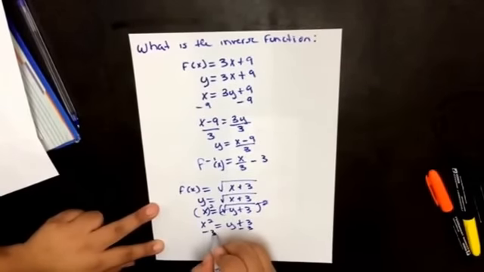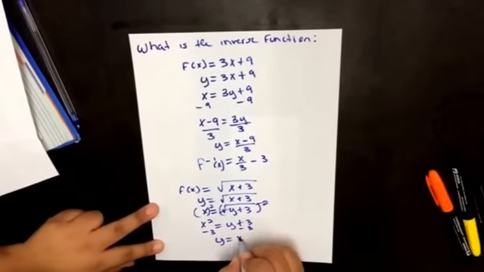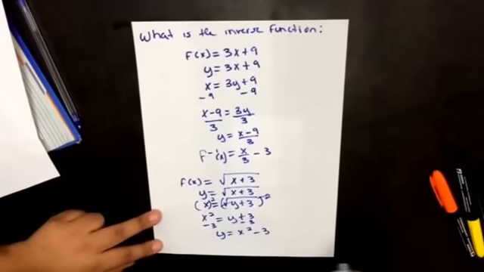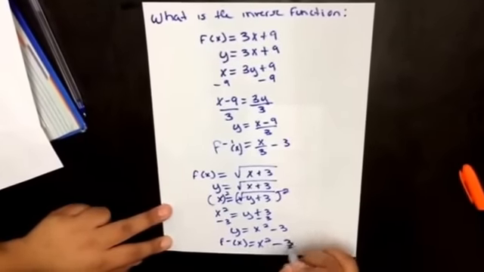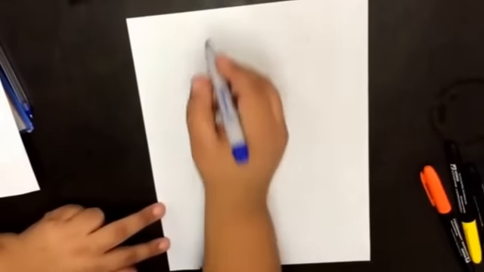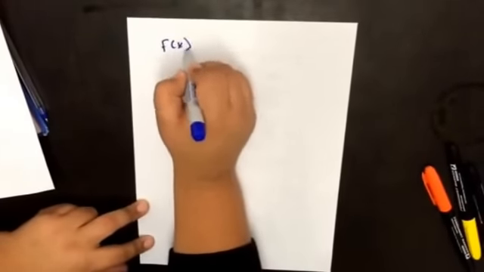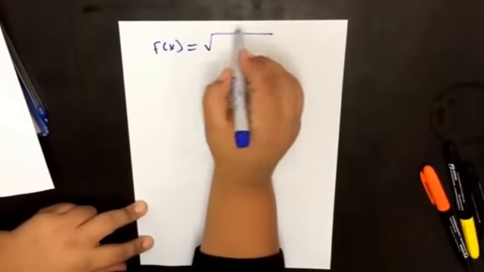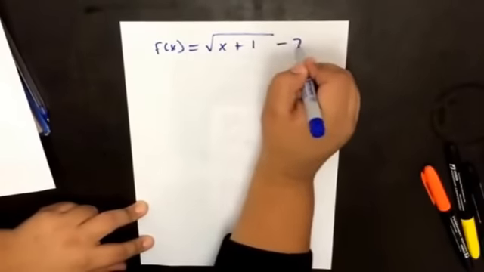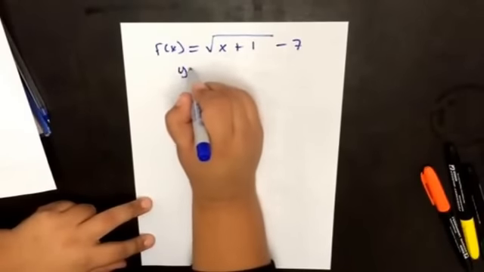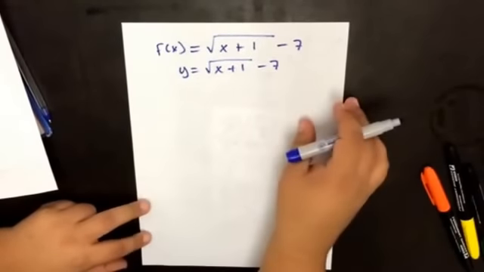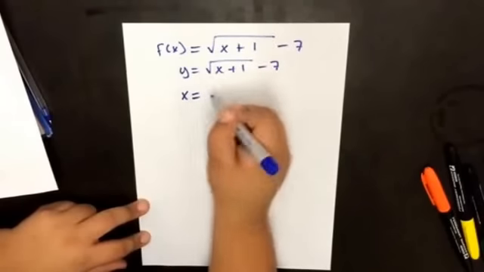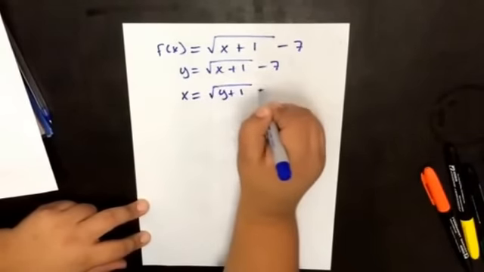If we subtract 3 from each side, we get that y equals x squared minus 3. And that would be our inverse function, x squared minus 3. Okay, what if we have f of x equals the square root of x plus 1 minus 7? So we want to rewrite it as y equals the square root of x plus 1 minus 7. And we want to switch our x and y. So now we have that x equals the square root of y plus 1 minus 7.